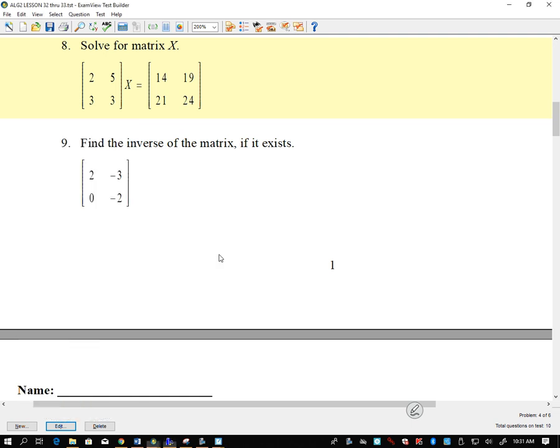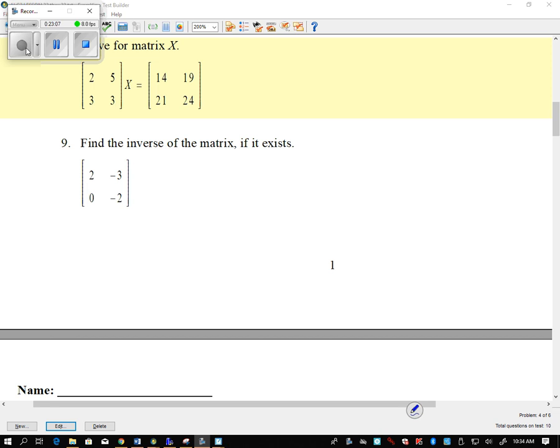Okay. At this point, I'm going to pause again, and I'm going to try to help out. Number 9, do you guys know what you're doing with number 9? We're just typing this in as a matrix, right? And then we can hit matrix A, inverse, or to the negative first.